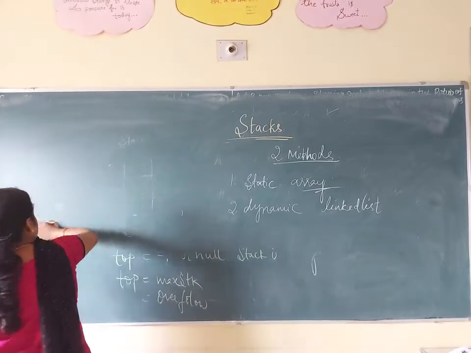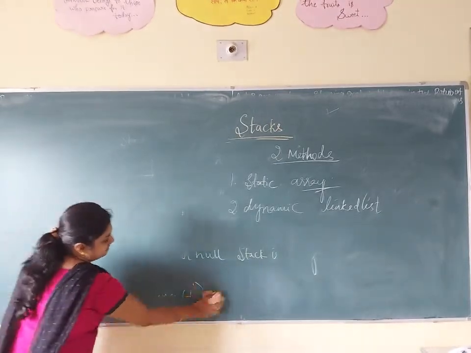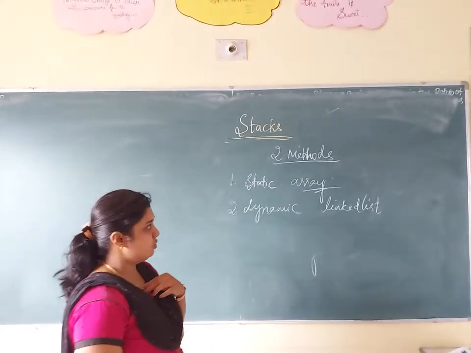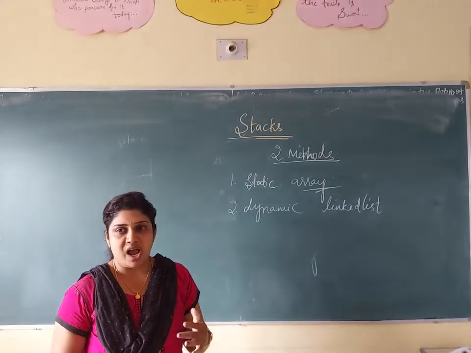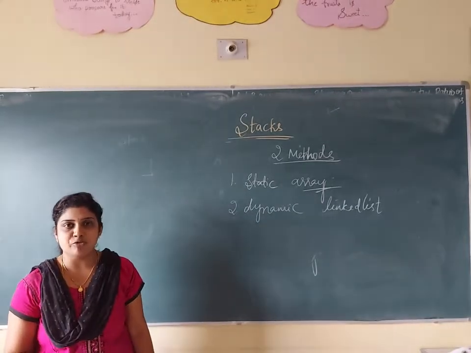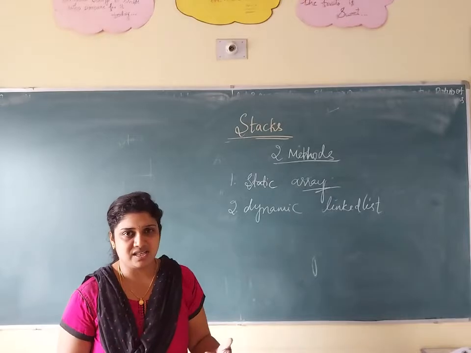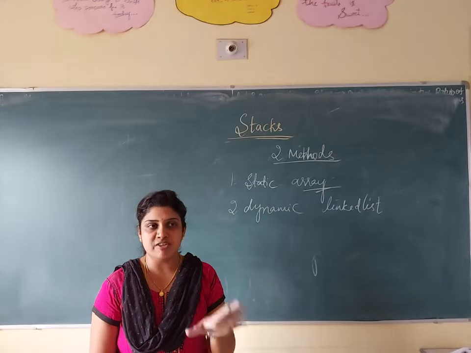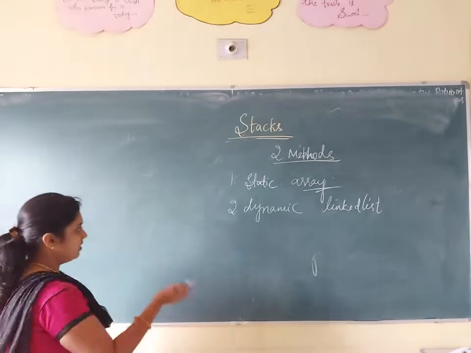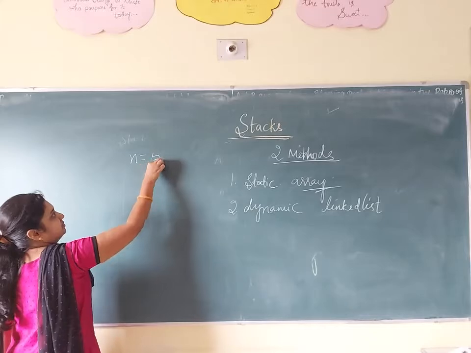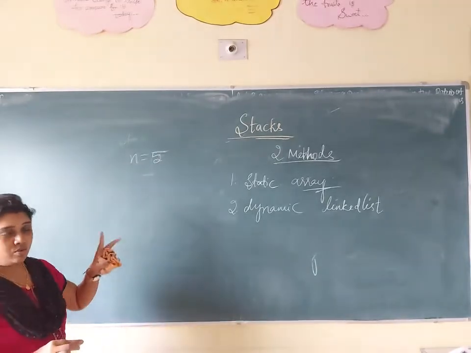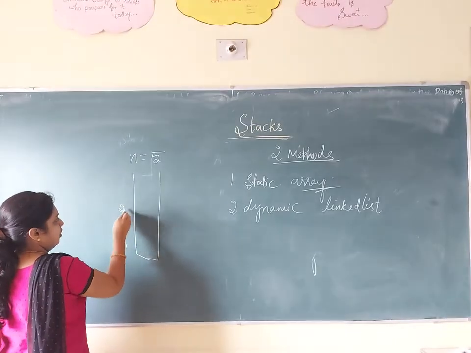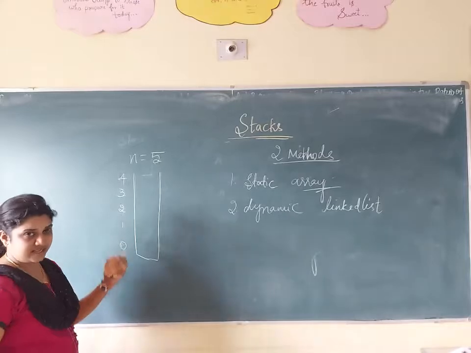So the stack can be represented in 2 ways: static, by using an array, and dynamic, by using a linked list. Now, what is the use of array and linked list? As you know, an array has only a fixed size. Array is a collection of homogeneous elements, and its drawback is that it has only a fixed size. Suppose I have assigned n equal to 5. I can insert only 5 elements, from 0, 1, 2, 3, 4.